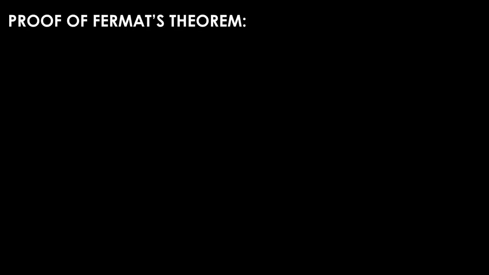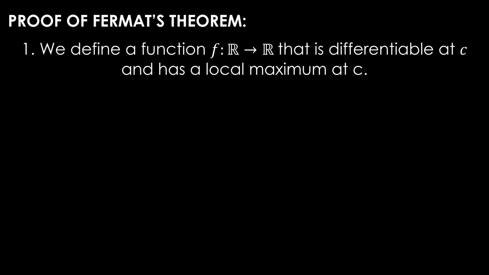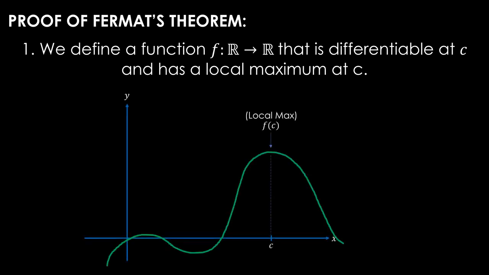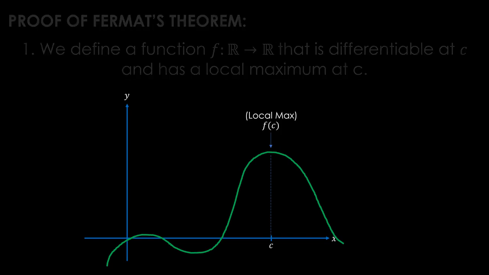We can now move on to our proof of Fermat's theorem. Our first step is that we define a function f, which is defined from reals to reals, that is differentiable at c, and has a local maximum at c. This is very similar to the intuitive example I had at the beginning of the video, so I'll be putting that intuitive example here to explain throughout the proof how we can derive all of these steps.